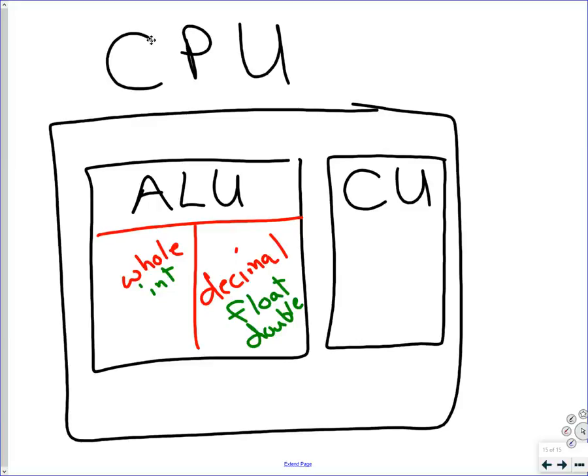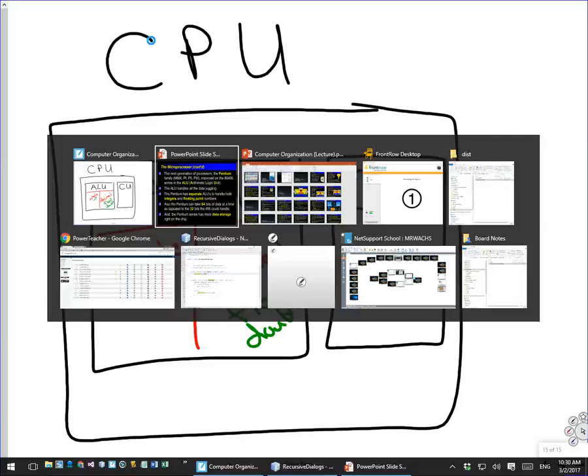Because it still needs to take that data and figure out what I'm doing with it. So it's like, well, yeah, I can let you do the math. The control unit says, here, do this math, because it figured out that that's what it needed to do. It's in control. So a CPU consists of the ALU and the CU.